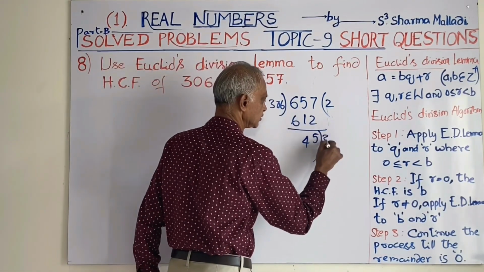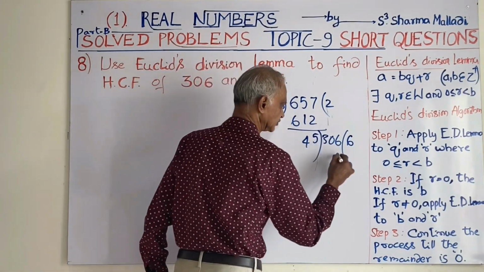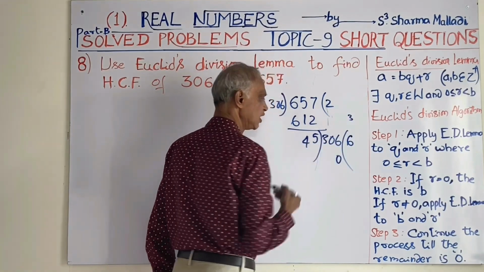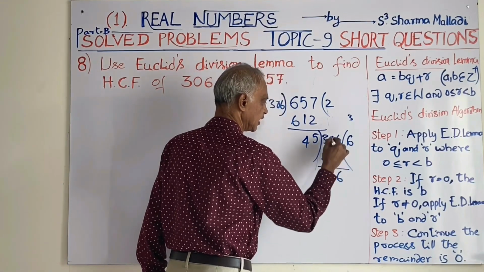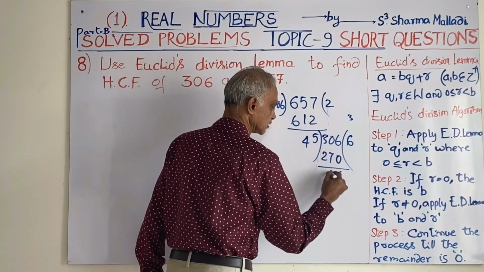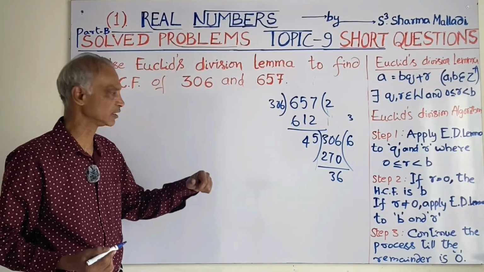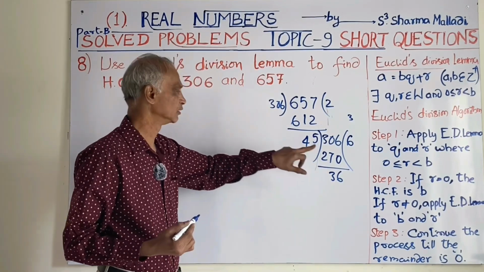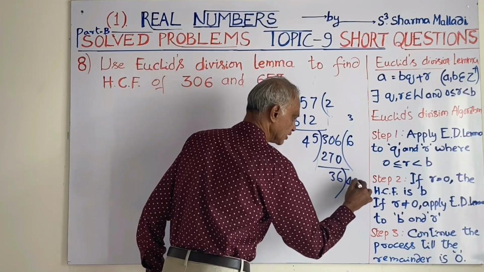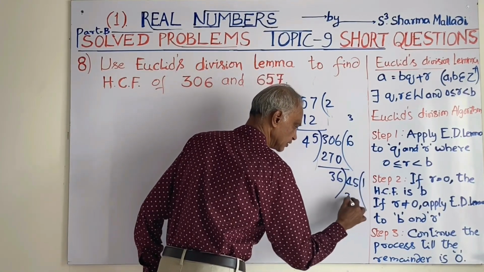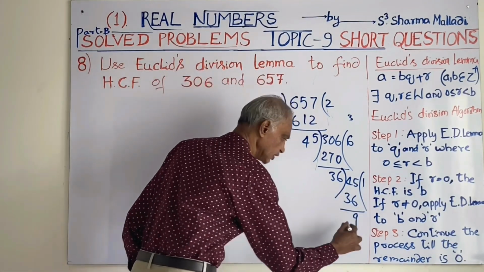Again take this 306. How many times will it go? 6 fives are 30. 6 fours are 24, 24 plus 3 is 27, and you get 6 and the remainder is 36. If you are not getting 0, again you have to apply the division algorithm to the divisor and remainder. You take 36 and 45. How many times will it go? 1 time. 15 minus 6 is 9.